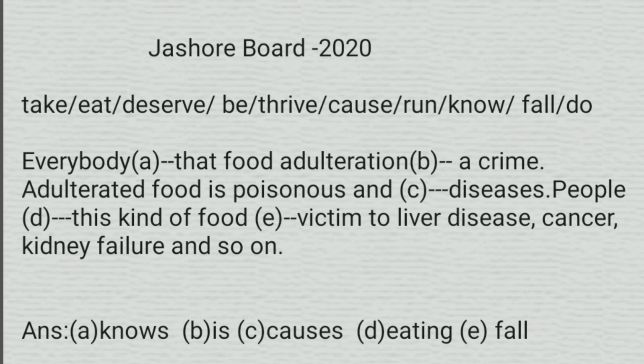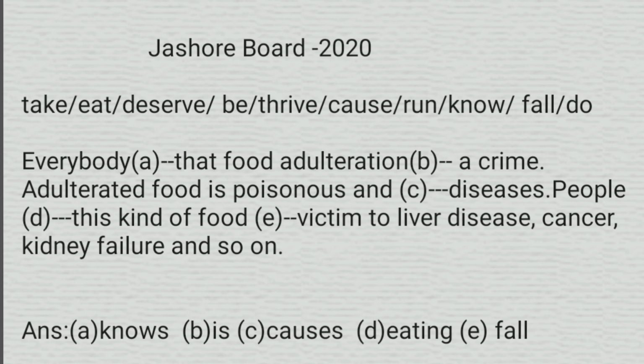So everybody knows that food adulteration is a crime. Adulterated food is poisonous and dash diseases. In gap C, we will use here causes, as it is present indefinite tense and the subject is third person singular number, so the answer will be causes for the third gap, or gap number C.